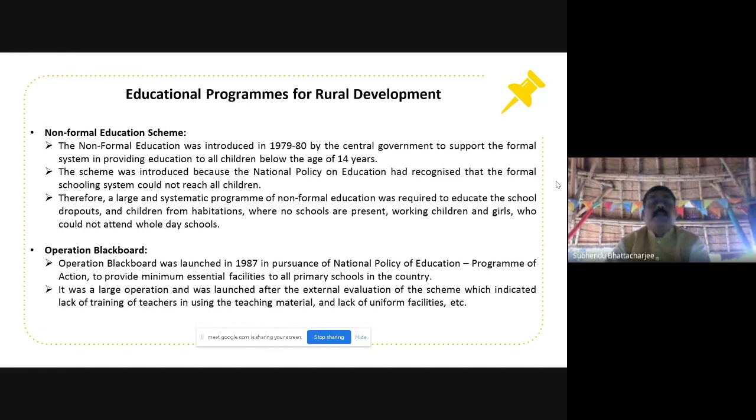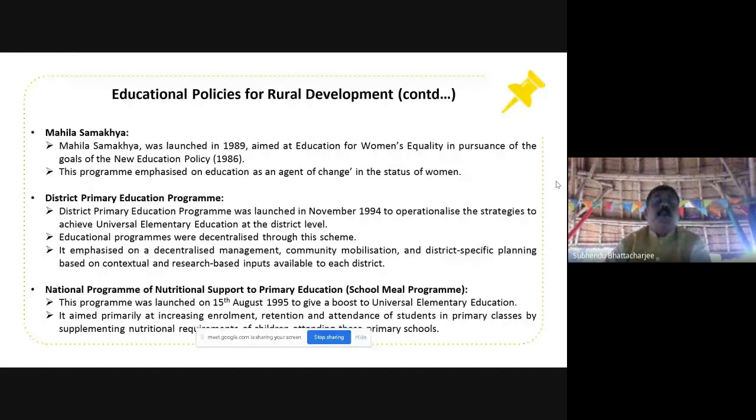And you could remember that this new education policy also talked about starting Navodaya Vidyalaya. Today, the students coming from Navodaya Vidyalaya are definitely much better in quality education than those in other government schools. Everybody can vouch for it, looking at the quality of output these students are giving. Then there is a special program called Mahila Samakhya, started in 1989, aimed at education for women's equality in pursuance of the goals of the new education policy of 1986. The program emphasized education as an agent of change in the status of women, and still now you can see it running in a very good way in Uttar Pradesh and other North Indian states.